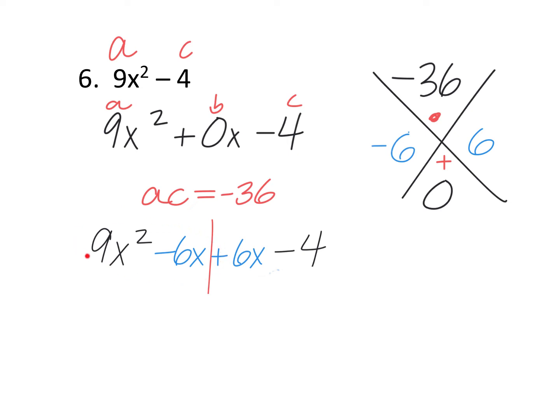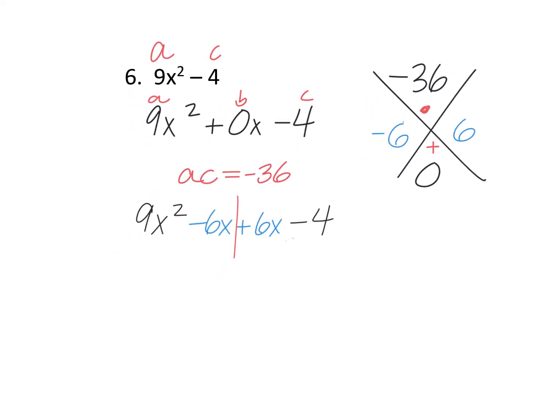What can both 9 and 6 divide by? 3. And then you also have an x on that side, so we'll take out 3x. So dividing both terms by 3x. If you divide that out, 3x times 3x is 9x squared, or you can do the division. If I do -6x divided by 3x, I am left with -2.